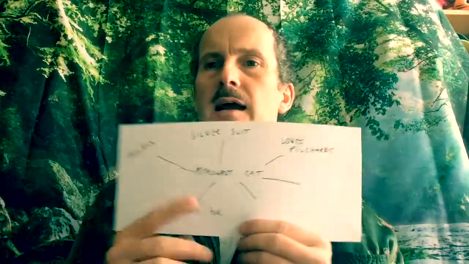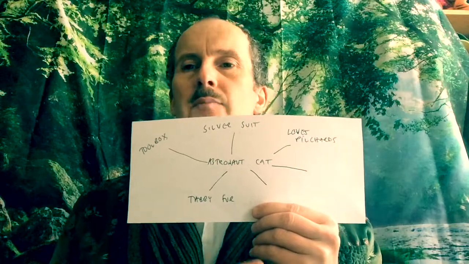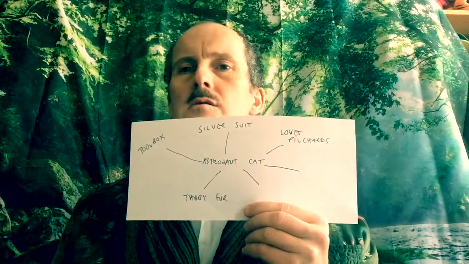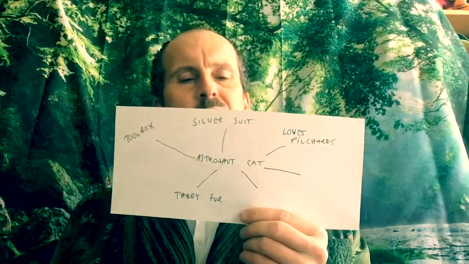And then all around it, write some ideas for what the character looks like. What are they wearing? What do they like to do? Are they carrying anything? Do they have any accessories for their job or things that they like to do? So I have my astronaut cat, and I said they might have a suit, silver suit, tabby fur, a toolbox. They love pilchards. I had all those ideas and I put them down, and they help me when I'm coming to draw my character. So then on another piece of paper, it's time to start drawing your character.